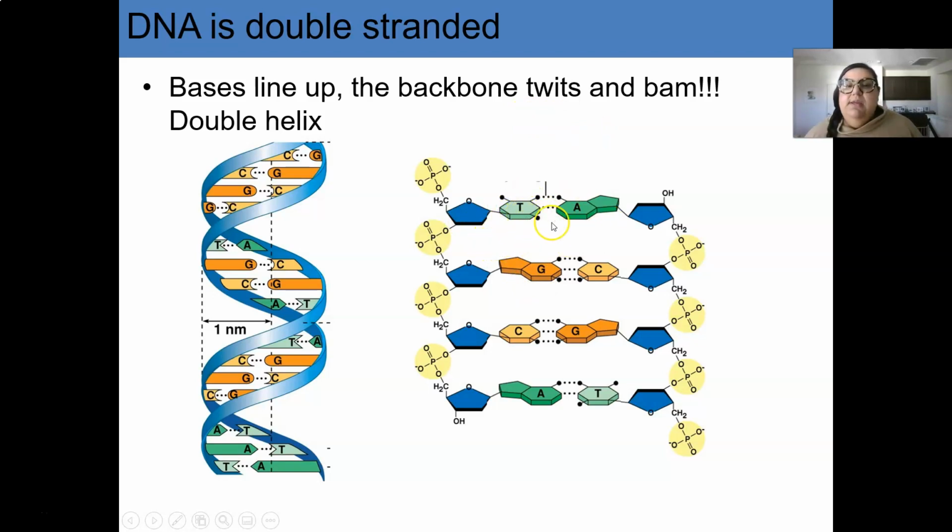We have thymine binds to adenine, guanine binds to cytosine, and then our backbone begins to twist, and that's how we get a double helix.